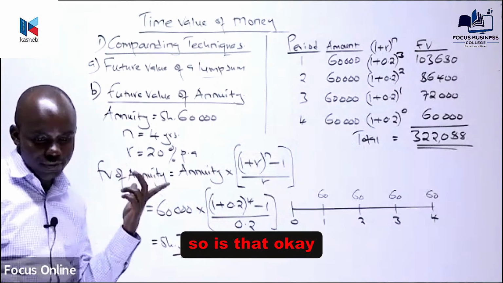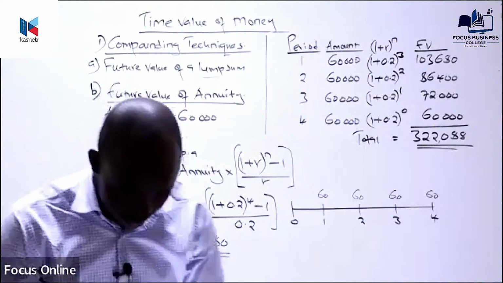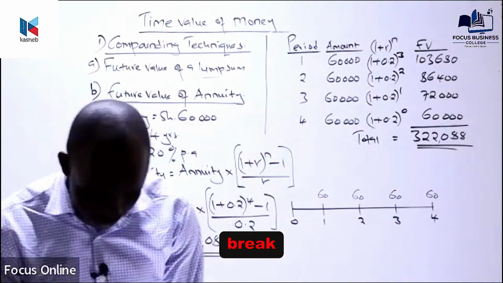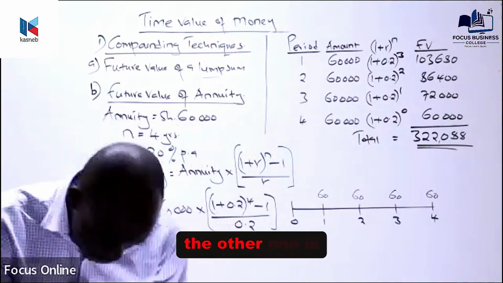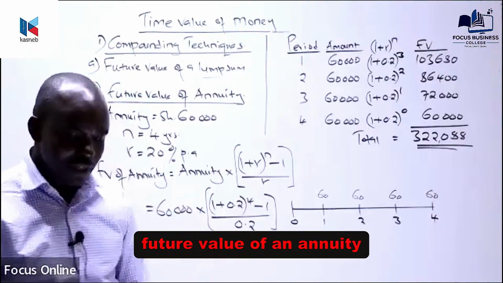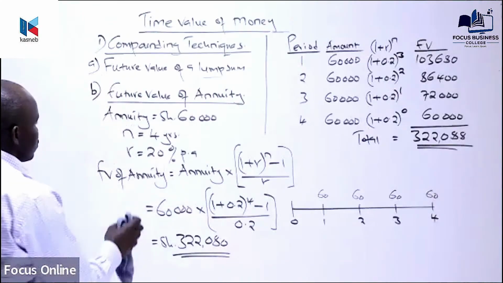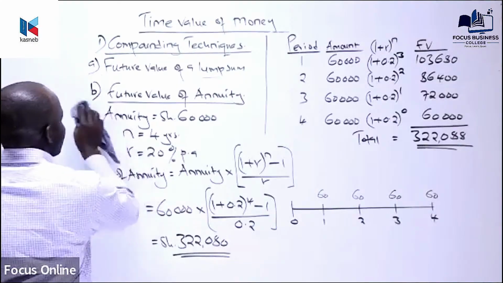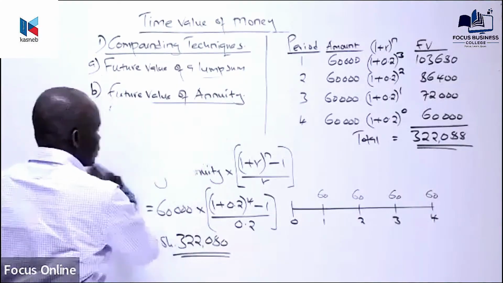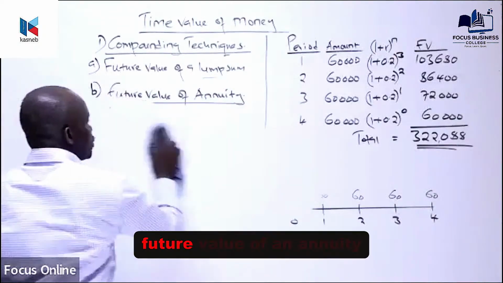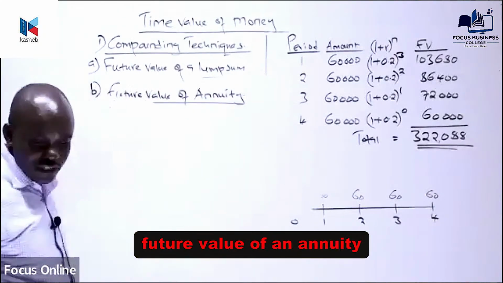So is that okay? Let's proceed. Let's do the next one, then we go for a break. The other one is the future value of an annuity due.